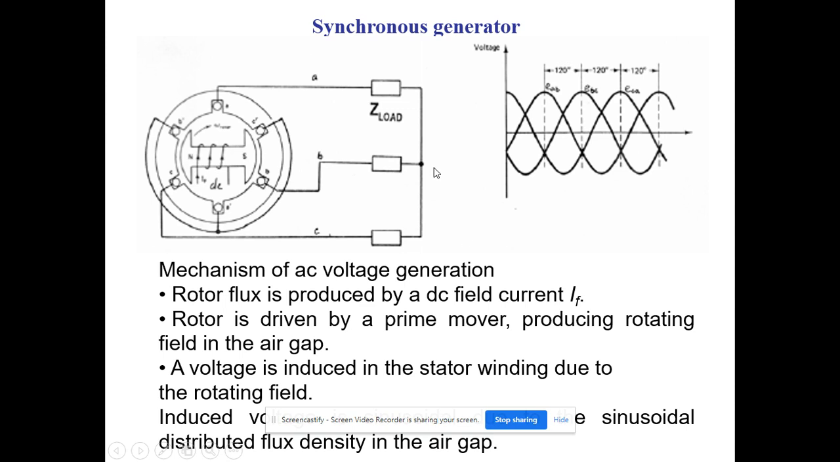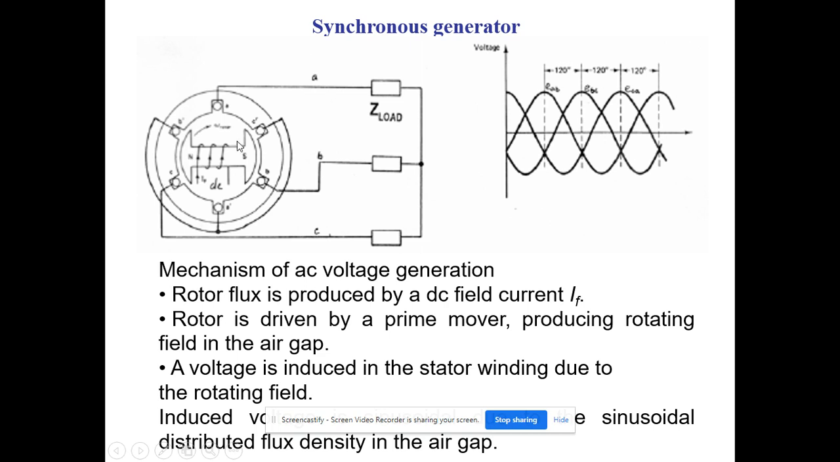How does the synchronous generator work? Through the prime mover, the field winding is rotated, meaning the rotor rotates. We give the DC excitation to the field. Without excitation, when we check the voltage here, no voltage is produced.